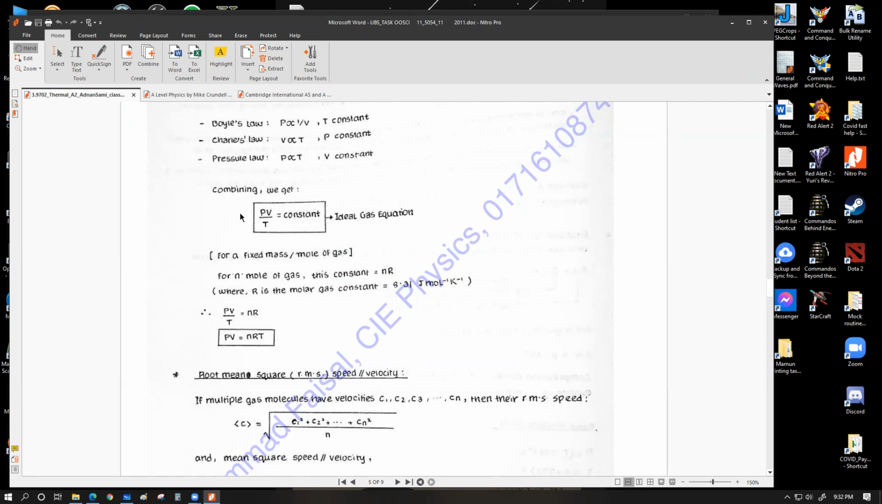PV equals nRT is a practical, useful version of the ideal gas equation, where we have defined that constant, and we're going to use that equation a lot of times for the upcoming discussions.